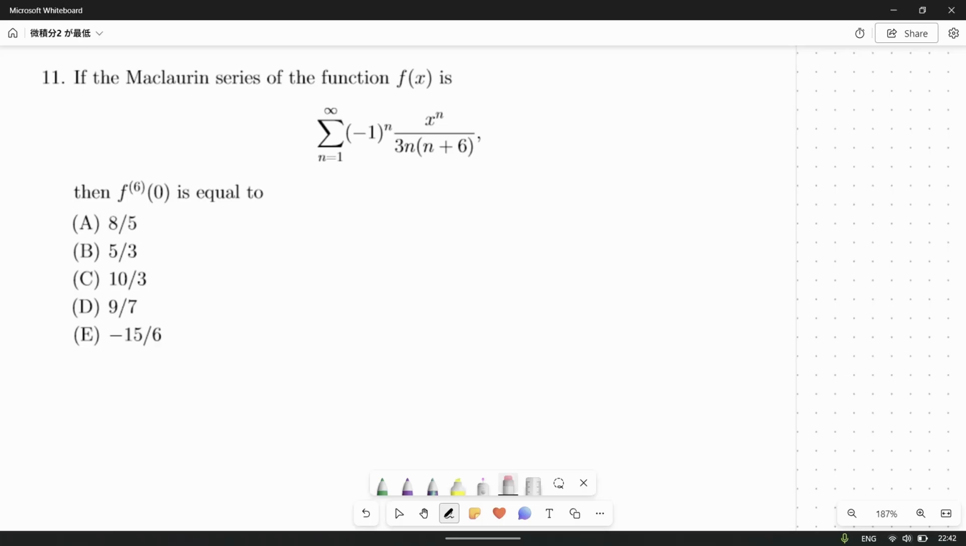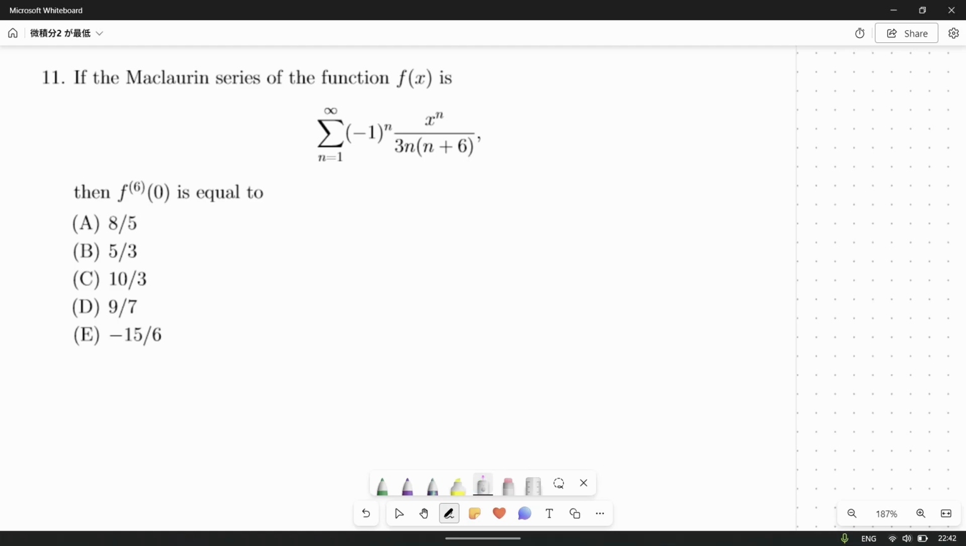Alright, so if the Maclaurin series of the function f of x is the given series here, then the sixth derivative of f evaluated at 0 is equal to what? This question is kind of just gauging how well you understand how the general formula for a Maclaurin series works. The reason I say this is because it'll make sense in a second.